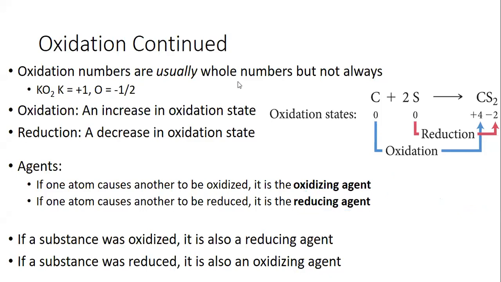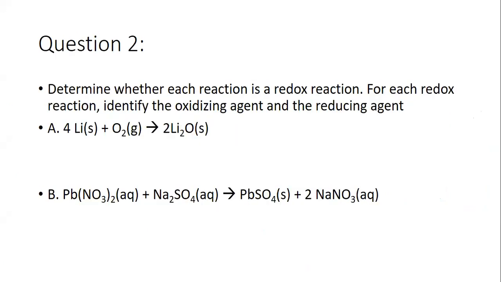All right, so let's see how we use this in a reaction. So we're going to combine our oxidation states we just learned about and put that in a reaction to determine if each reaction is a redox reaction. All right, so let me just say, what is a redox reaction? A redox reaction is when oxidation numbers change. So if you're doing a redox reaction and you assign all the oxidation numbers and nothing changes, that is not a redox reaction. So our first goal on question two is just to determine if we have a redox reaction. So let's do A together.